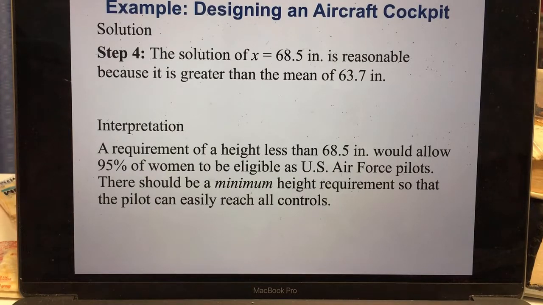There should be a minimum height requirement so that a pilot can easily reach all the controls. That would be dangerous if the pilot could not reach the controls.